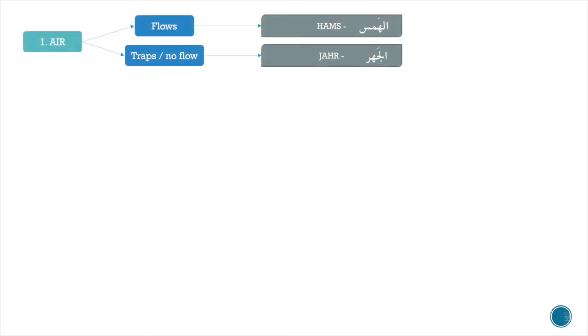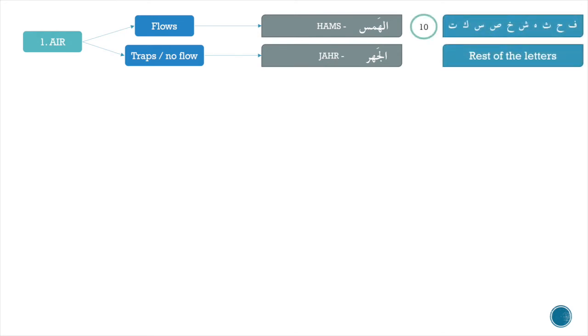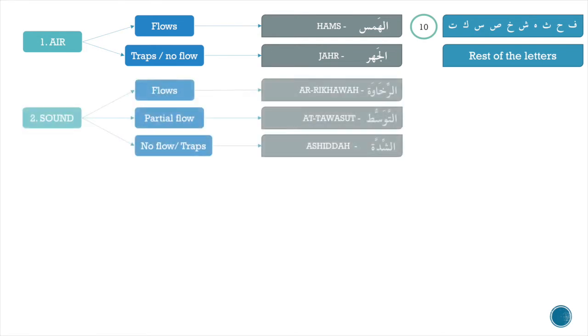So now we will summarize the table once more, and as you can see, we are doing this time and time again, so you can build up on the knowledge of sifaat in each category. So let's look at this one more time. Air flows is known as hams, and air does not flow is known as jahr. There are 10 letters of hams, فَحَثَّهُ شَخْصٌ سَكَتْ, and the rest of the letters are known as al-jahr.